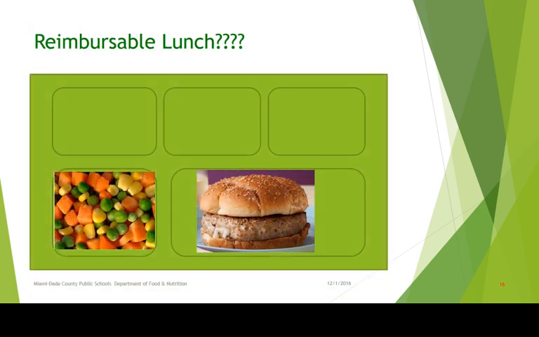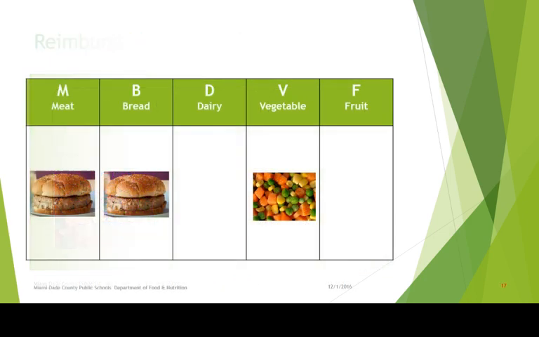Is this a complete reimbursable lunch meal? Take a few moments to study the tray. Yes, this is a reimbursable lunch. It has 3 components. The hamburger is a meat and a bread component. It's a combination item. And 1 is a half cup serving of a vegetable. So we have 3 components to make this a complete reimbursable meal.